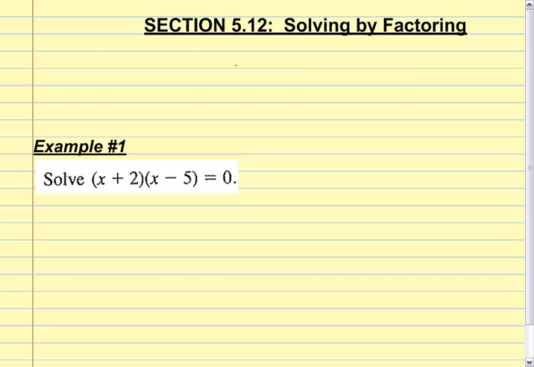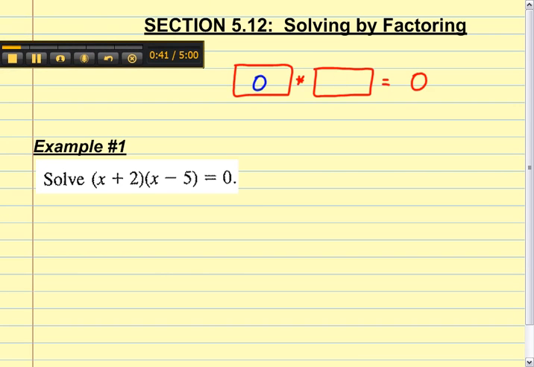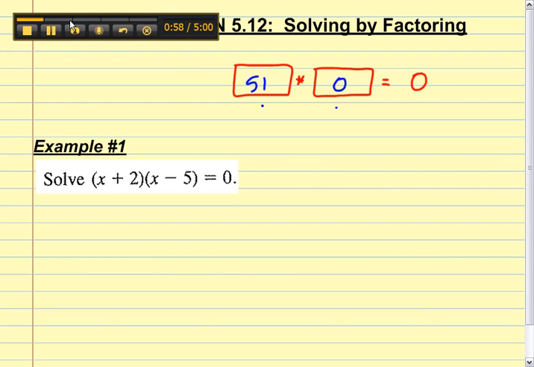Let's just say that I've got a box times a box, and when I multiply those two things, I get 0. Now, what I know is that if either of them is 0, then it's true. So if this is 0 and that's 7, then that's a true statement. If I let this be 51 and that's 0, then that's a true statement. So if either one of these things is 0, then this is true. I've solved it. Now, knowing that, let's go down here and look at this example.